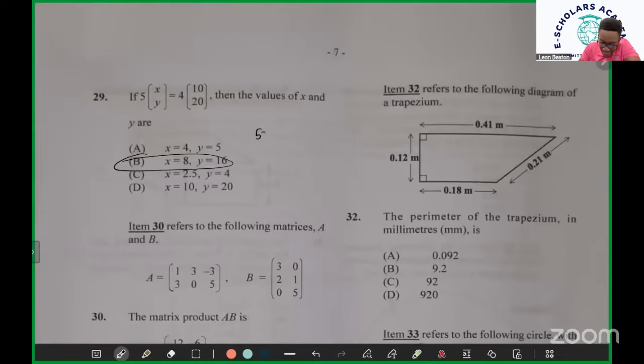5 times x is equal to 4 times 10, which is 40. x is equal to 40 divided by 5. x is equal to 8. All right.